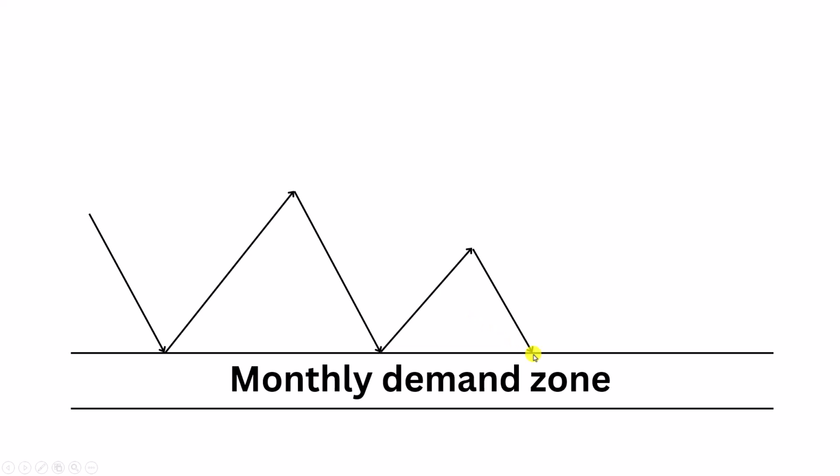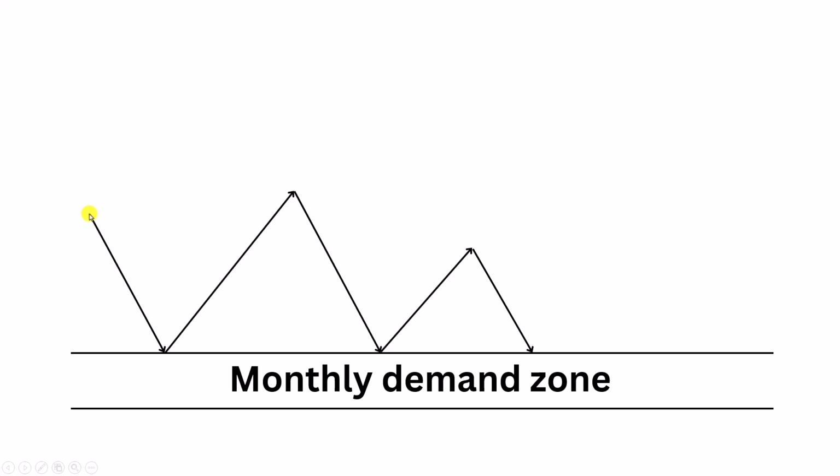According to the rules that we have learned, we do not take an entry when the price comes to any level the third time, right? But here, since this is a monthly demand zone, we can take an entry. Monthly demand zones are the strongest.